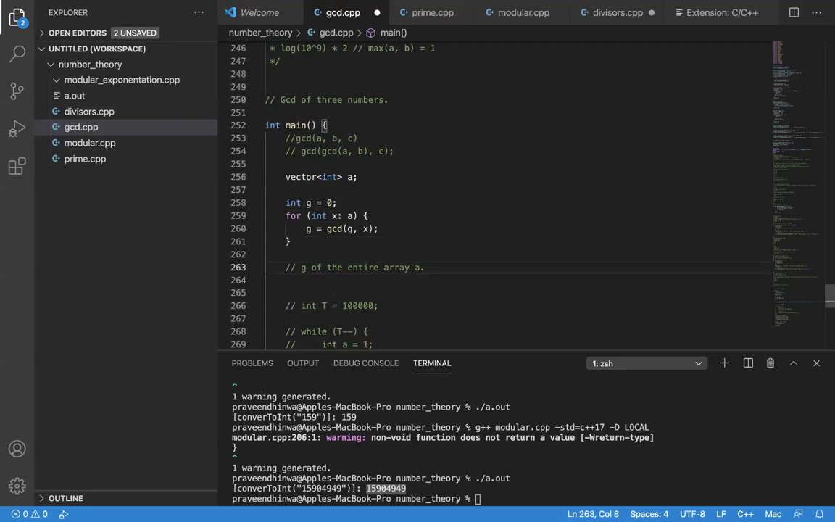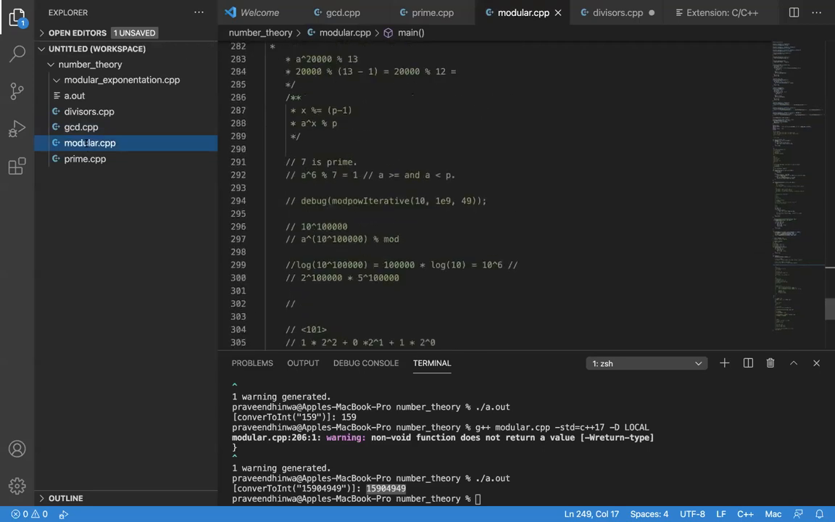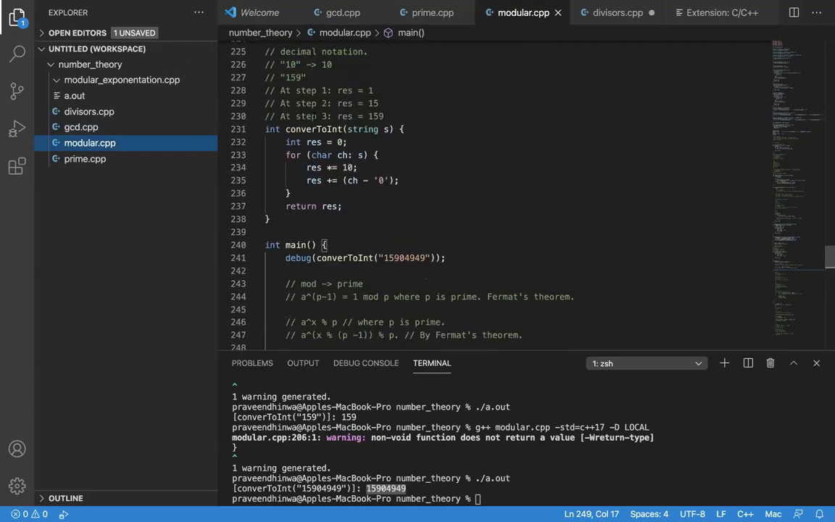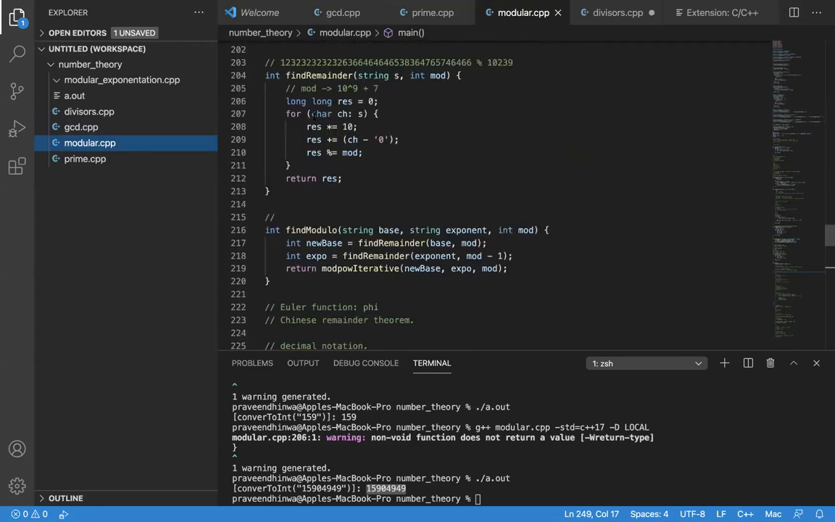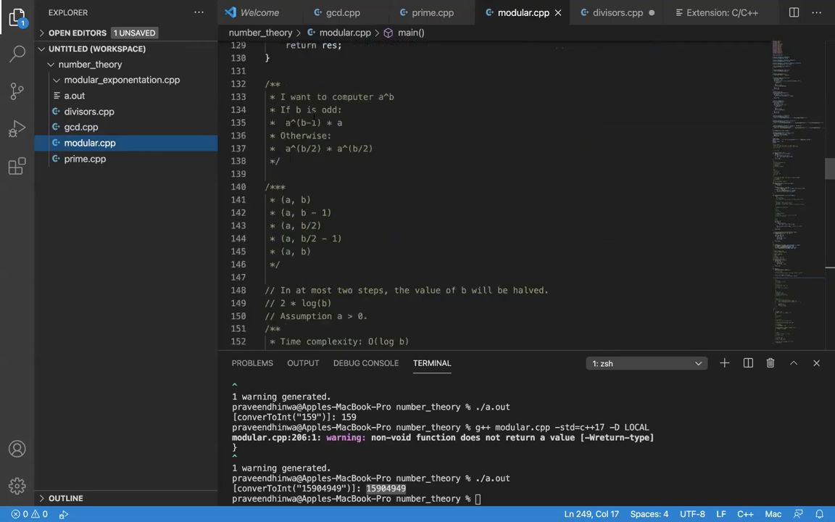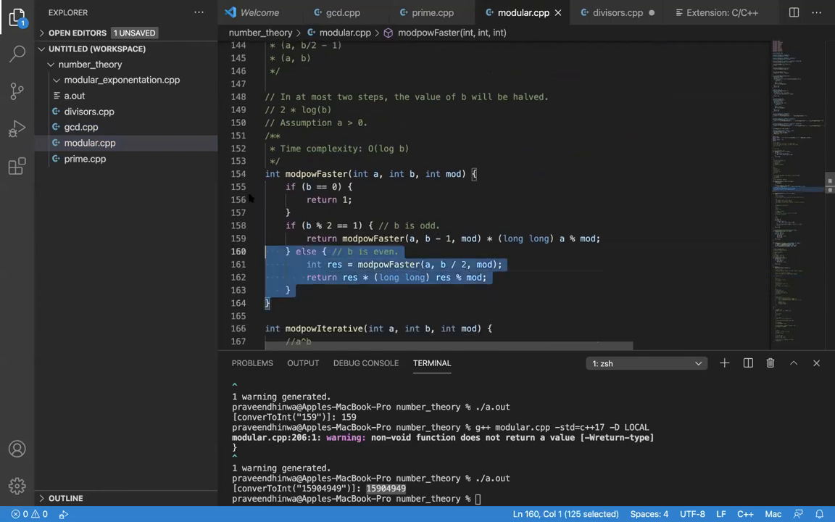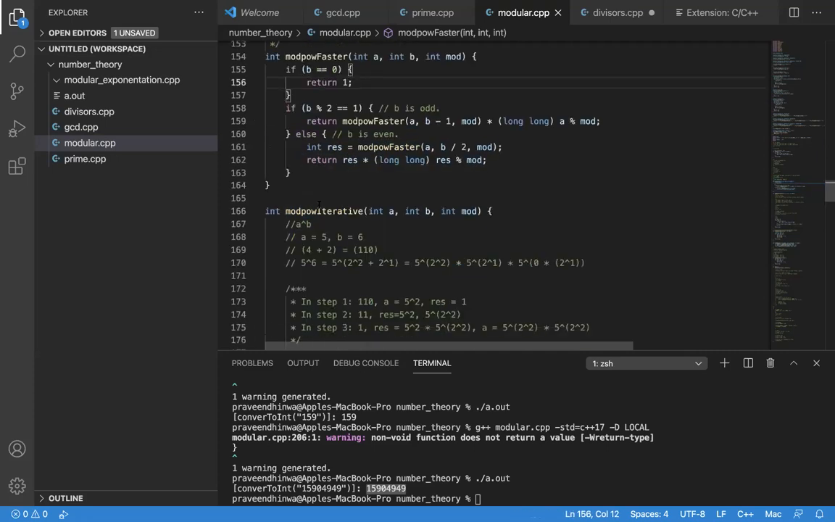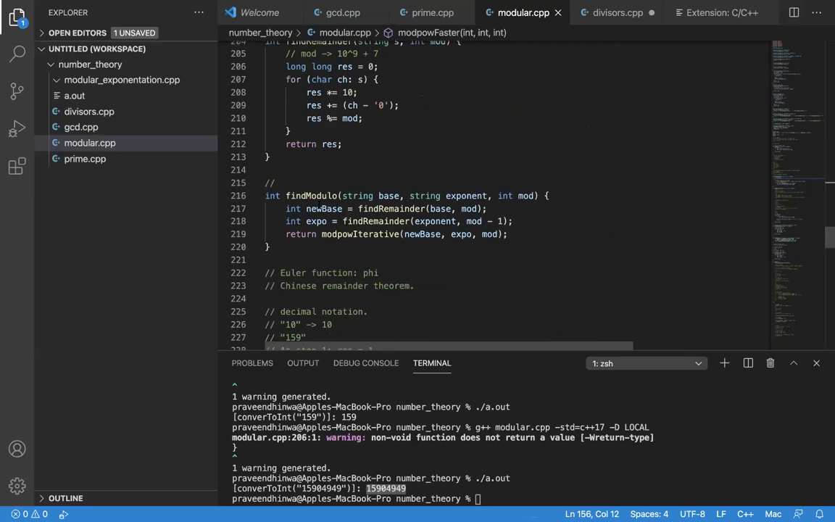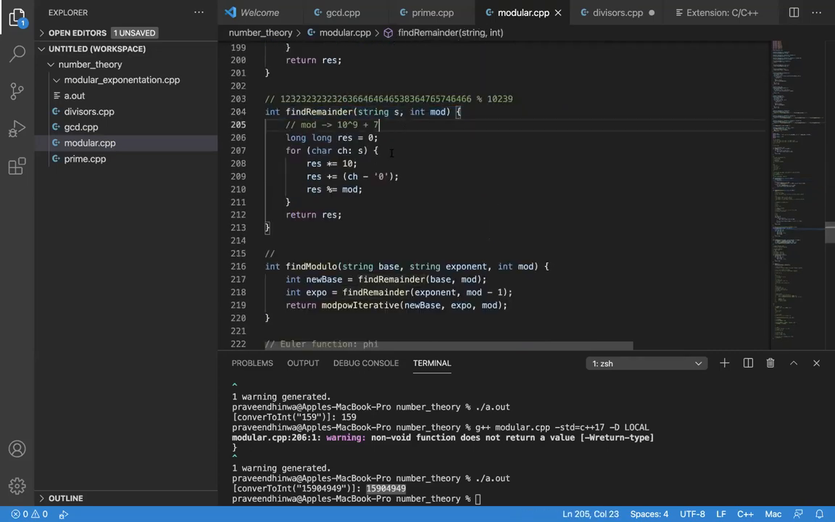Remaining, I think you don't need much over modular. In modular exponentiation, I think this binary lifting idea is more important. At least if you can implement this part: if b is odd, you subtract 1, otherwise you divide by 2. If you can implement this, you are good to go. This will come in handy at multiple places, and handling overflow will also come in handy at multiple places. This part is very important: how to compute the remainder of a string percent mod.